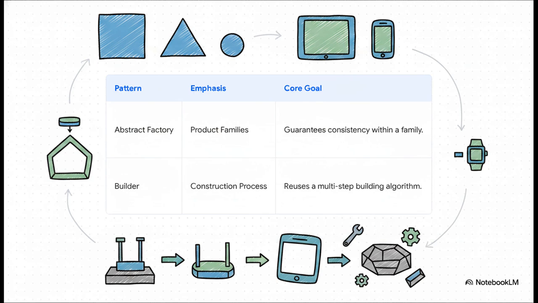Now, people often get this confused with the builder pattern, so let's clear that up real quick. Abstract Factory is all about product families and guaranteeing they don't get mixed up. Builder, on the other hand, is all about a complex, step-by-step construction process. They really solve different problems, but hey, sometimes you might even use them together.